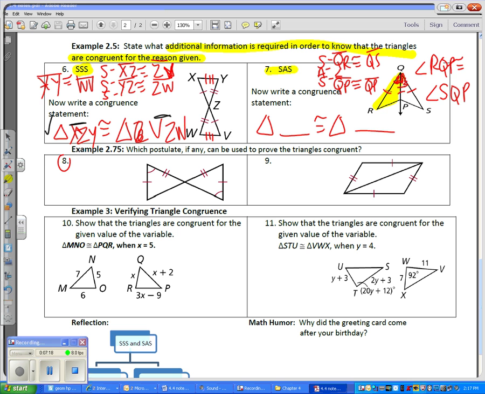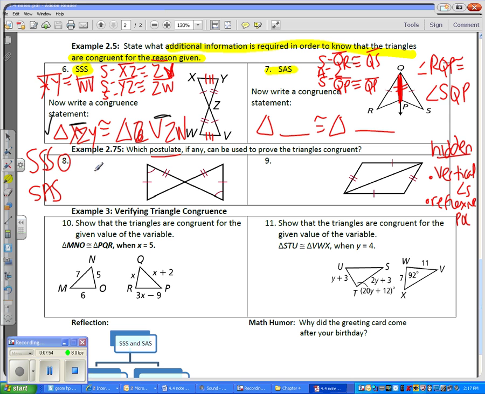Okay, I'm going to do number 8 and 10, and then you guys are going to do 9 and 11, and then we're done. Number 8 says, which postulate, if any, can be used to prove that the triangles are congruent? Again, the only 2 postulates we've learned, the only 2 shortcuts are SSS or SAS. But I want you to look for hidden information. The hidden things that you need to look for are vertical angles, and the reflexive property of congruence. The reflexive property was when, like here, this side equaled itself. So when triangles share a side, that's when you're going to have a congruent side.